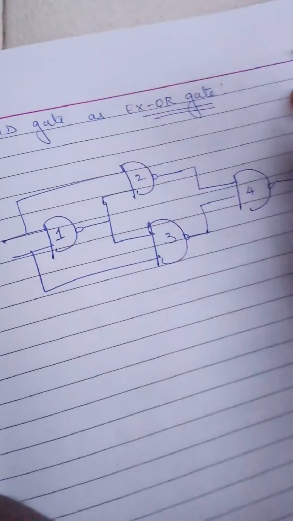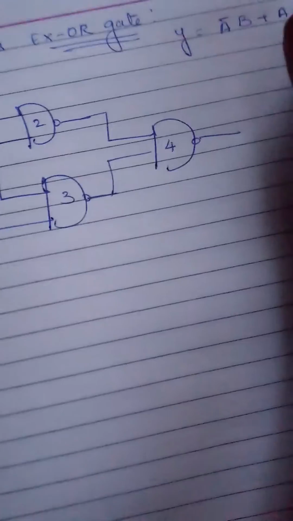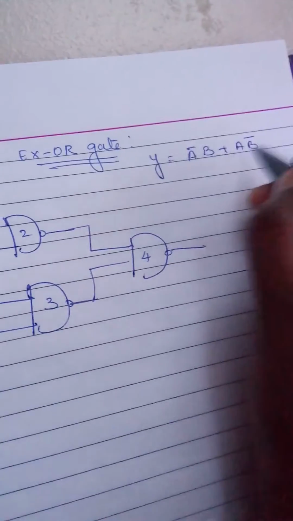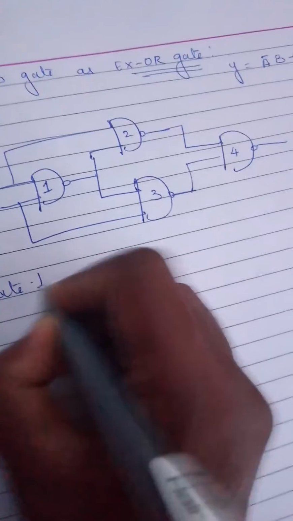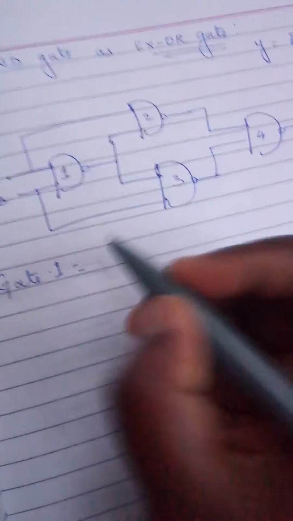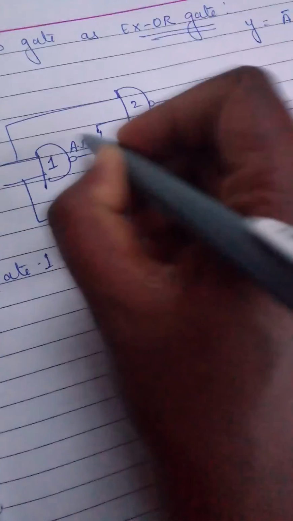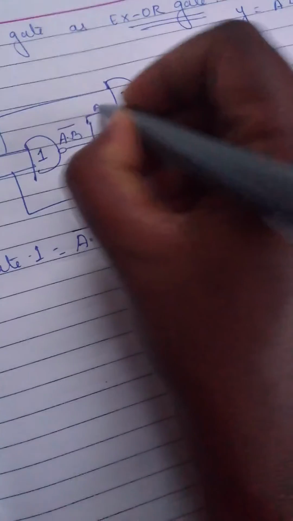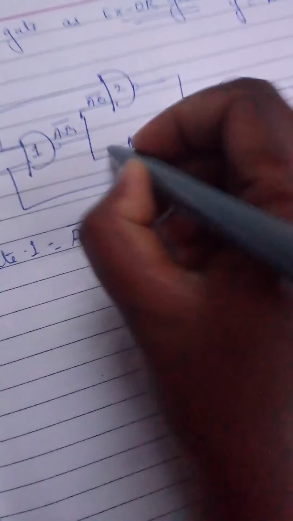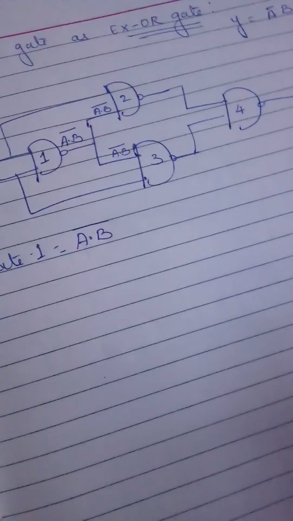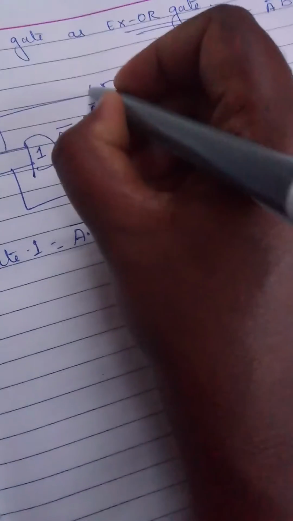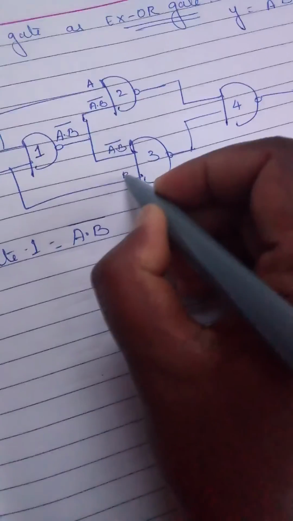We know that for an XOR gate, the output is A bar B plus A B bar. Here, if I take the inputs as A and B and check the output at gate 1, gate 1 performs NAND implementation, so it is (A dot B) complement. So one of the inputs to gate 2 and gate 3 is (A dot B) complement, with the other input to gate 2 as A and to gate 3 as B.